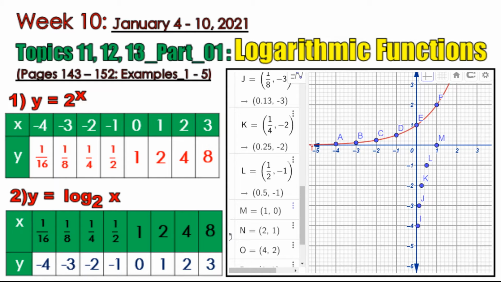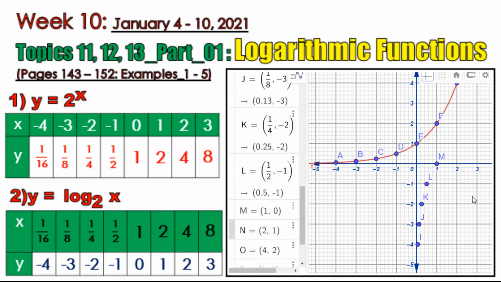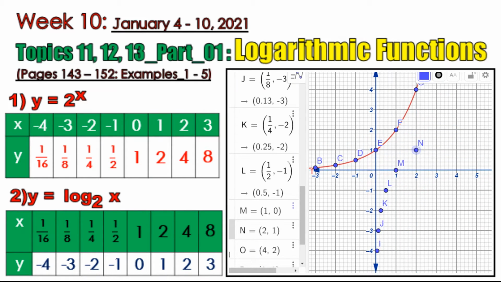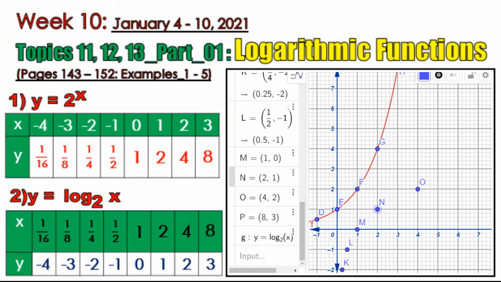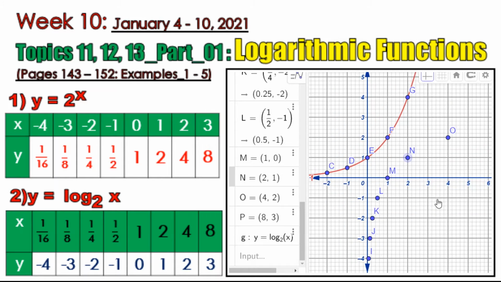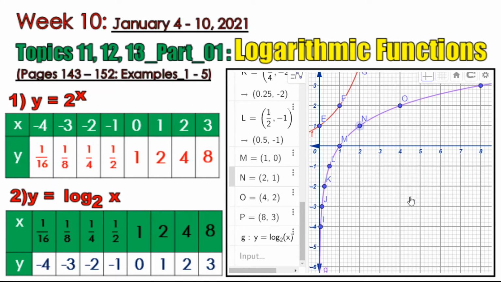And we have also 2, 1. Next, we have 4, 2. And we have 8, 3. So this is 8, 3. And we will be connecting these points. So this is the graph of our second function.